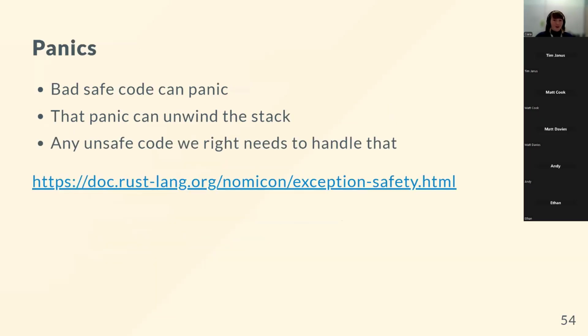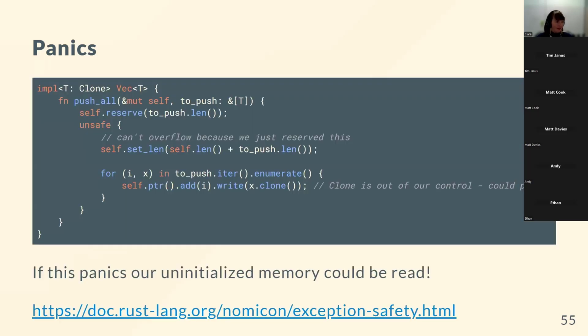When you're writing unsafe code, one of the things you have to be careful of that Jon points out is panics. Because bad safe code, and good safe code sometimes, can panic. If it panics, that panic can unwind the stack, and any unsafe code we write needs to be able to handle that. Again, the Nomicon does a good job of talking about exception safety. If you're writing your own unsafe code, read the Nomicon very carefully. Here's the example from the Nomicon. It's slightly different to the example in the Rust book. They're both very similar and very good, but I thought I'd use this one.